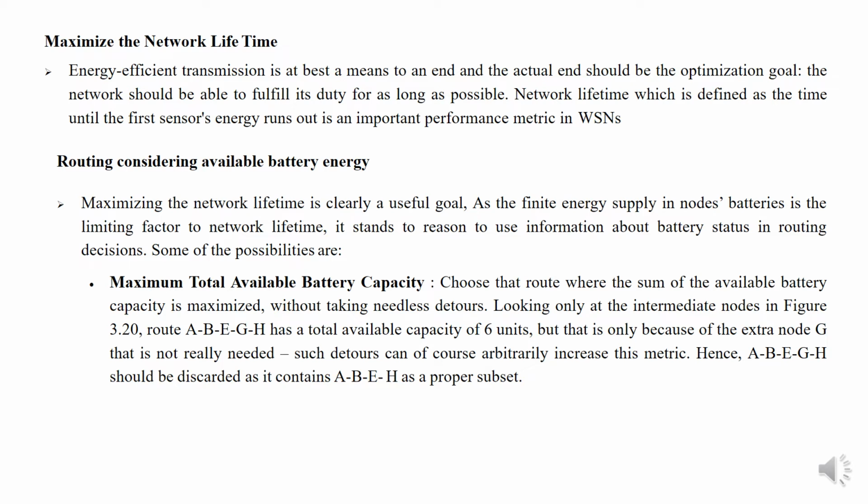Some of the possibilities are maximum total available battery capacity. Choose the route where the sum of the available battery capacity is maximized without taking needless detours. Taking one of the intermediate nodes in figure 320, route ABEGH has a total available capacity of 6 units, but this is only because of the extra node G that is not really needed. Such detours can, of course, arbitrarily increase this metric. Hence, ABEGH should be discarded as it contains ABEH as a proper subset.